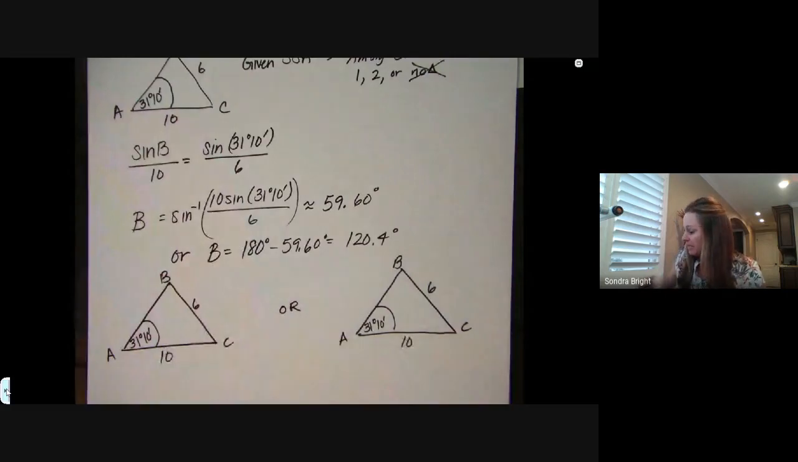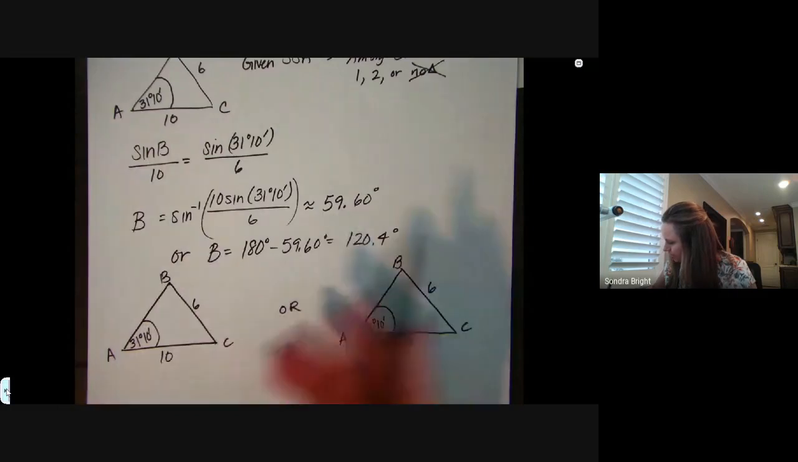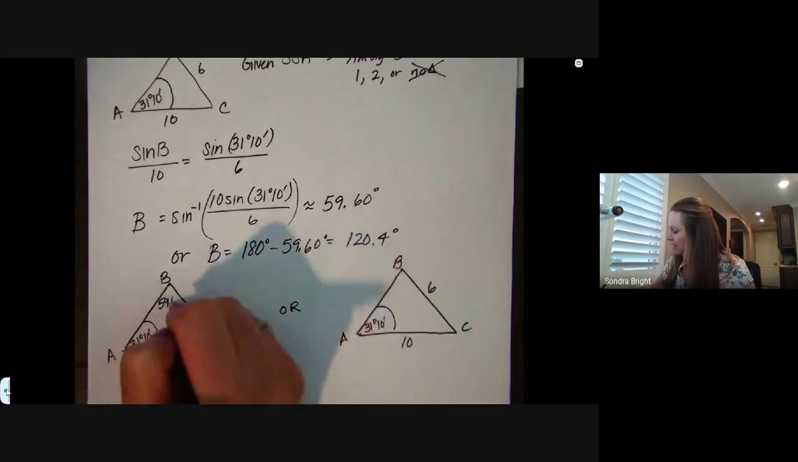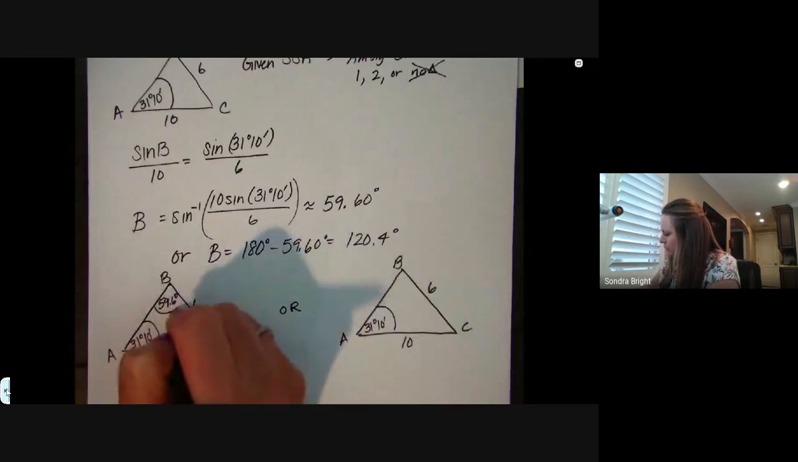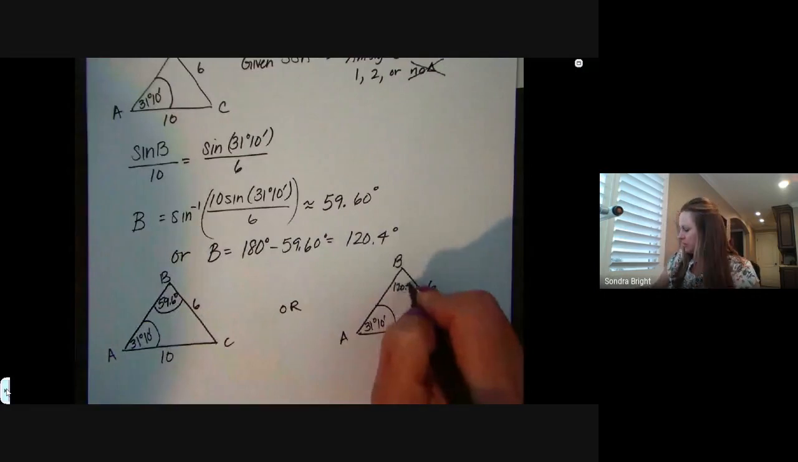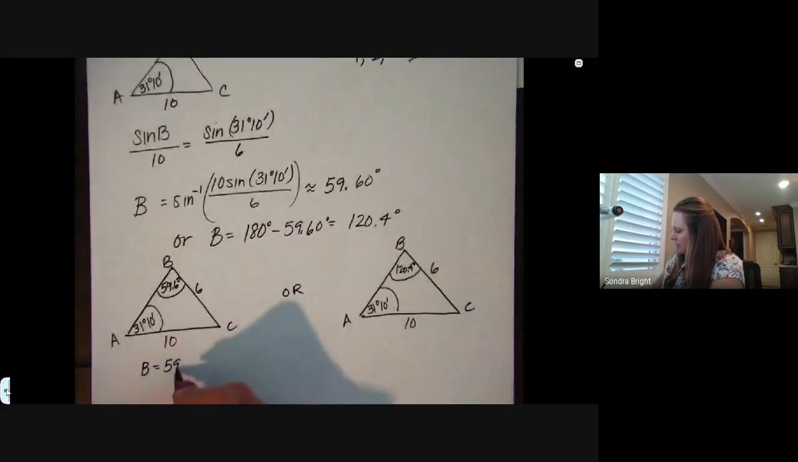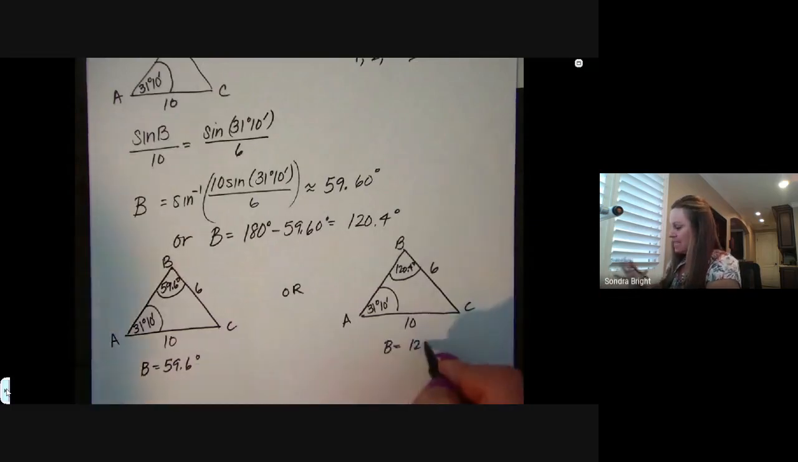What's different is that in one triangle I've got 59.6 degrees for angle B, and in the other triangle I've got 120.4 degrees. That's what's different between the two. So on this one, B was 59.6 degrees, and on this one, B was 120.4 degrees. All right, so now let's find angle C.